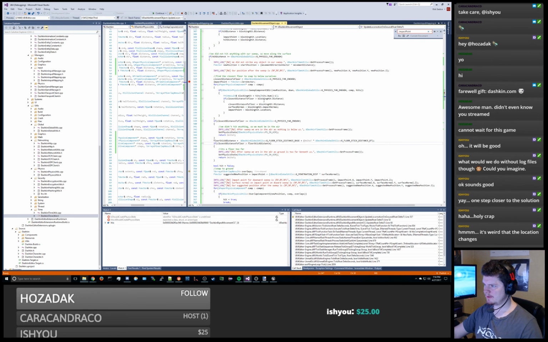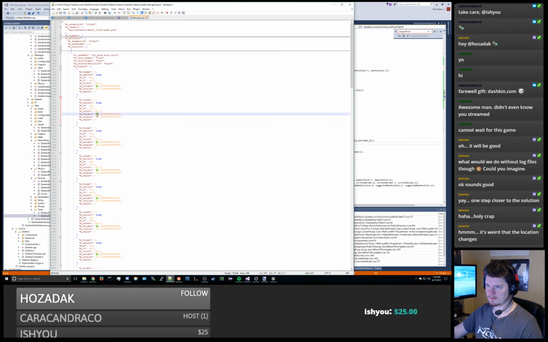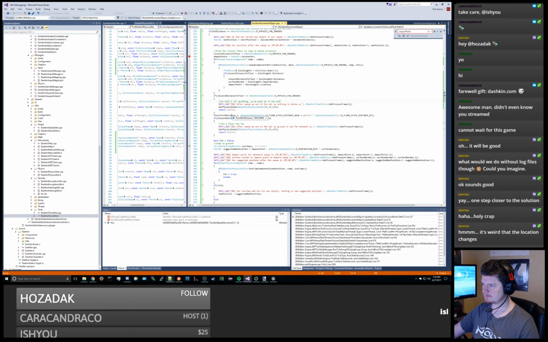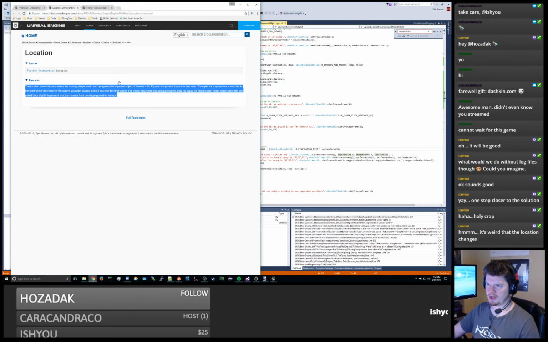Well, our distance here was 26. Which is close to half the height. It's not half the height though. Look at where the moving shape would end up against the impacted object if there was a hit equal to the point of impact for line test. Example, sphere trace test. This is where the center of the sphere would be located when it touched the other object.